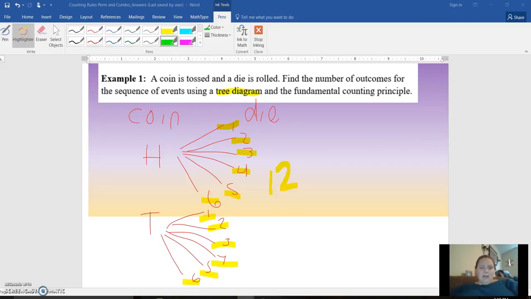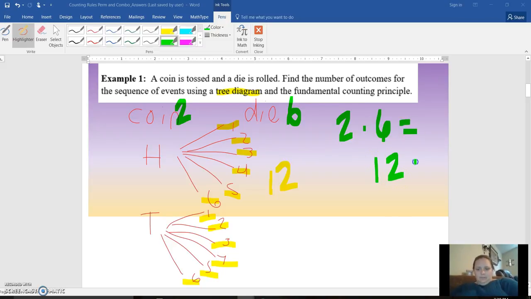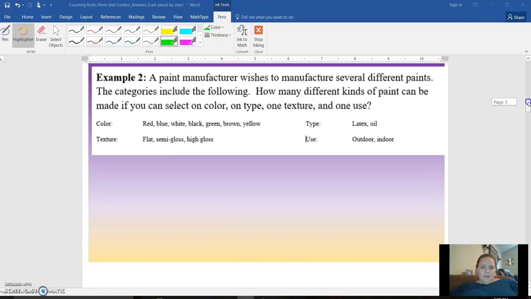If we did the fundamental counting principle, then there are 2 choices on the coin, heads or tails. There are 6 choices on the dice, 1, 2, 3, 4, 5, 6. And then 2 times 6 is 12. Alright, so let's expand it to some bigger stuff.